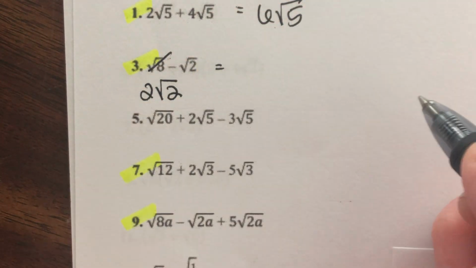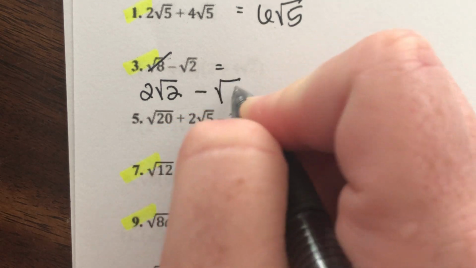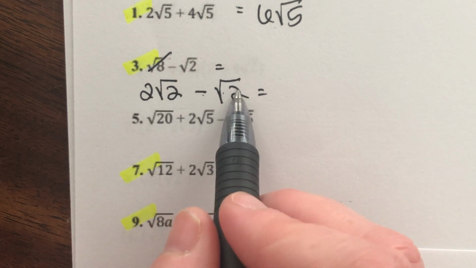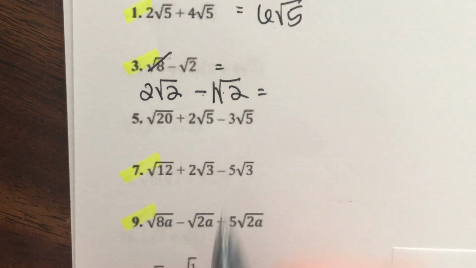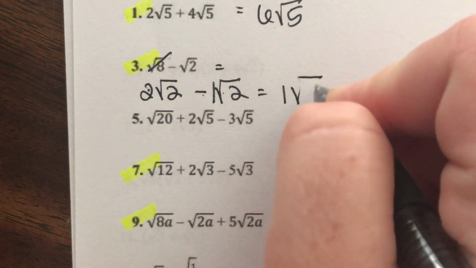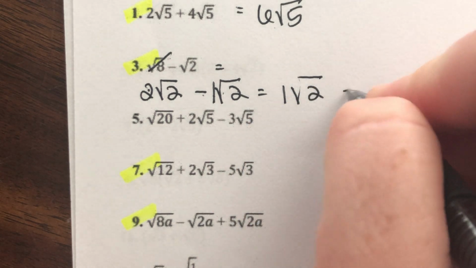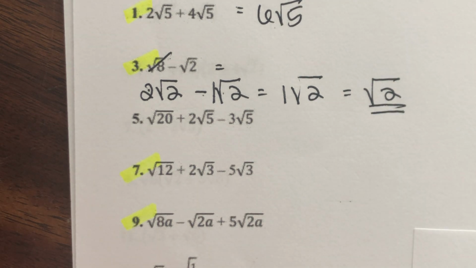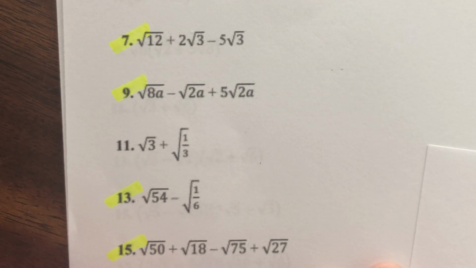2 square root of 2, and then the second part is minus square root of 2. So now we're just looking at the leading coefficient since our radicals match. So this is like saying 2 minus 1, which is just 1, right? 1 square root of 2. And when you have a 1, you don't have to write it in front. So our answer is just square root of 2 under the radical. Boom, done.